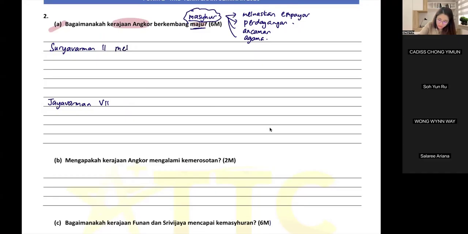Suryavarman meluaskan empire Champa. You get 1 mark. If you remember the location, it will be good. But if you don't remember, it's okay. Then you just continue, right?